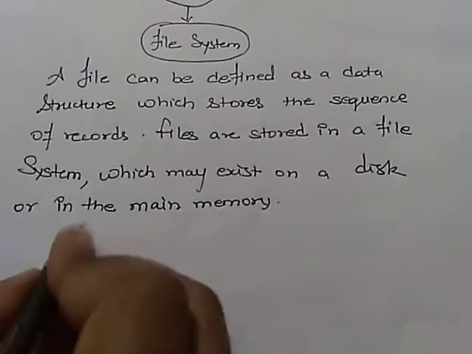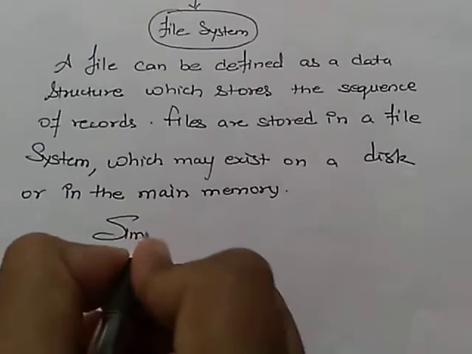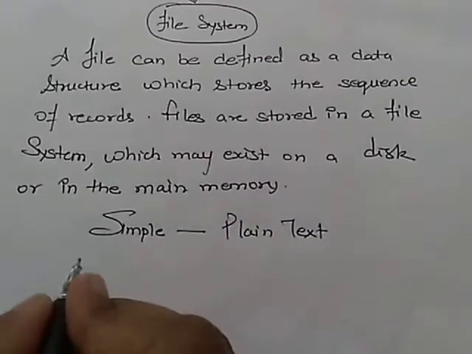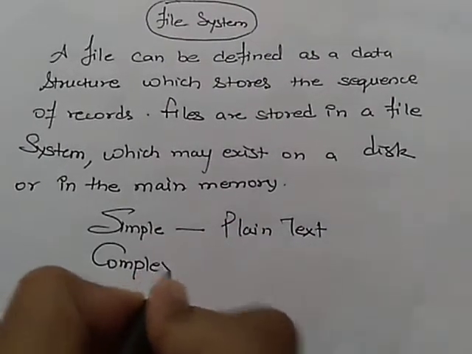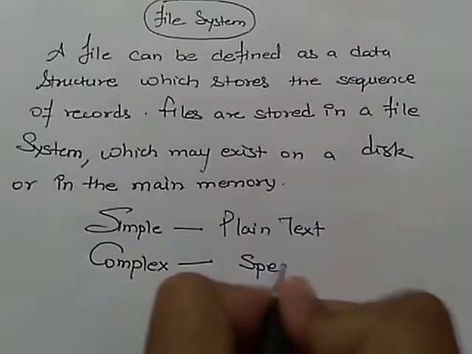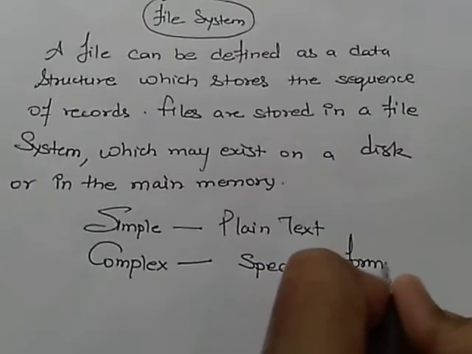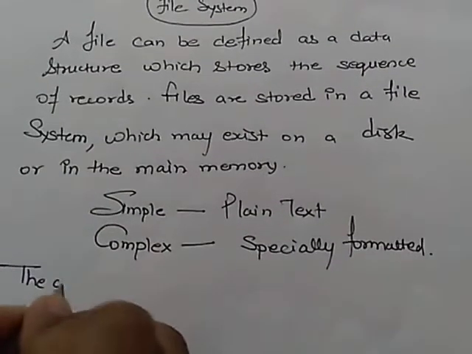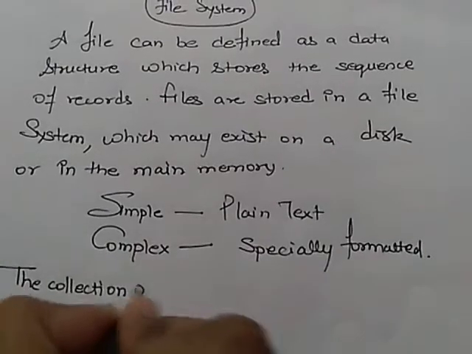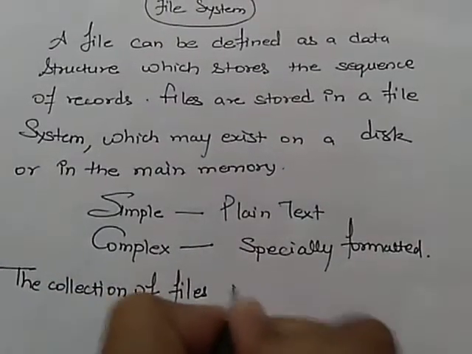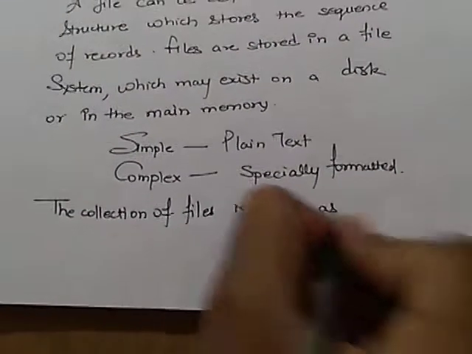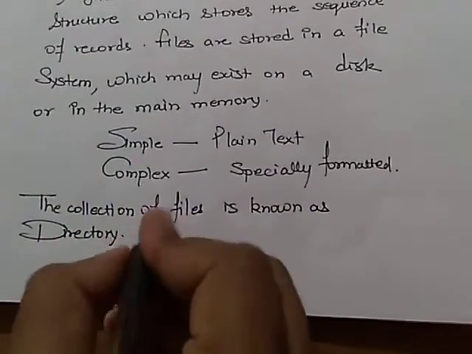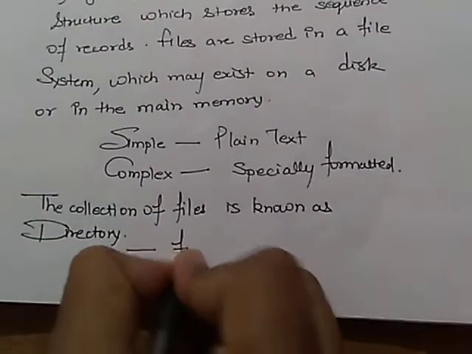Files can be simple, we can say plain text, or it can be a complex file, means that is specially formatted. Now, the collection of files is known as directory. The collection of directories at different levels is known as file system.